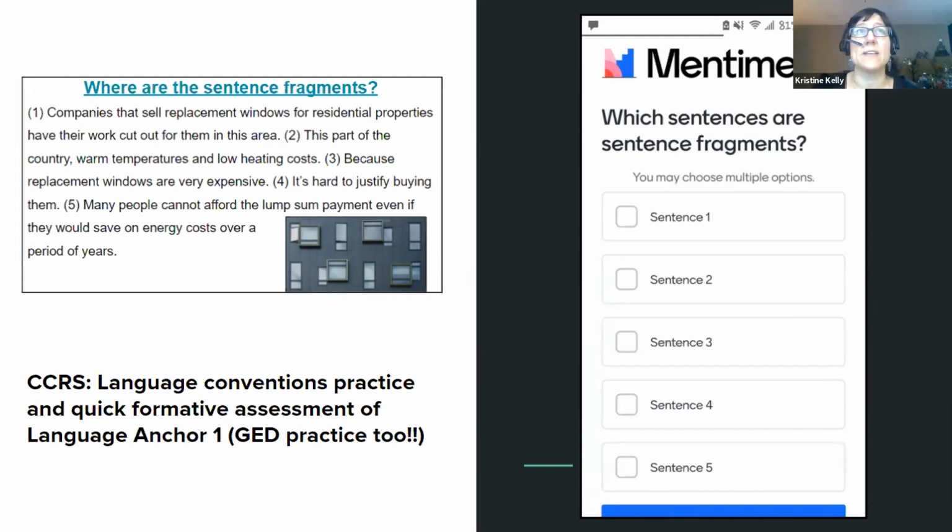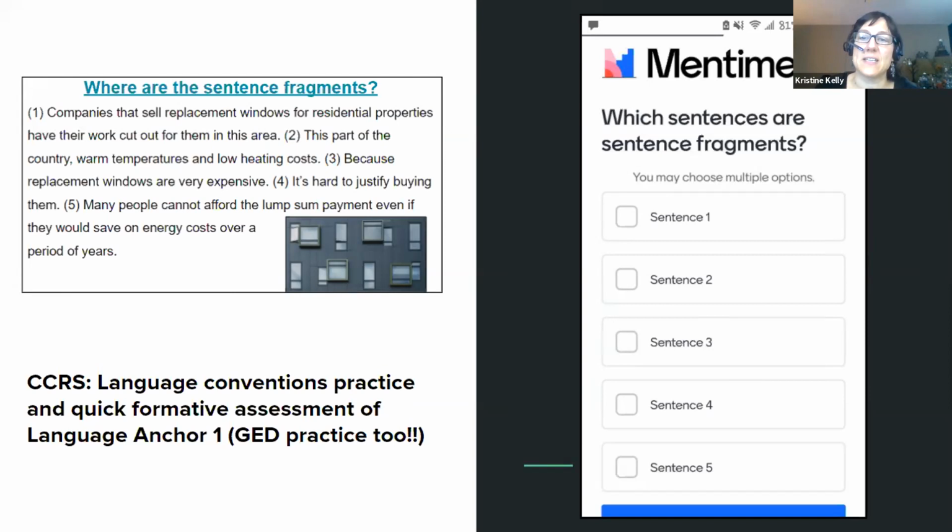So this first one is, we've been working on sentence fragments. And so this is a GED type practice question where they have to find the sentence fragments in context. So we talk about, we read through the sentences. Usually I have them do that silently, because if I read them out loud, I tend to give them verbal hints about where the fragments are without meaning to.